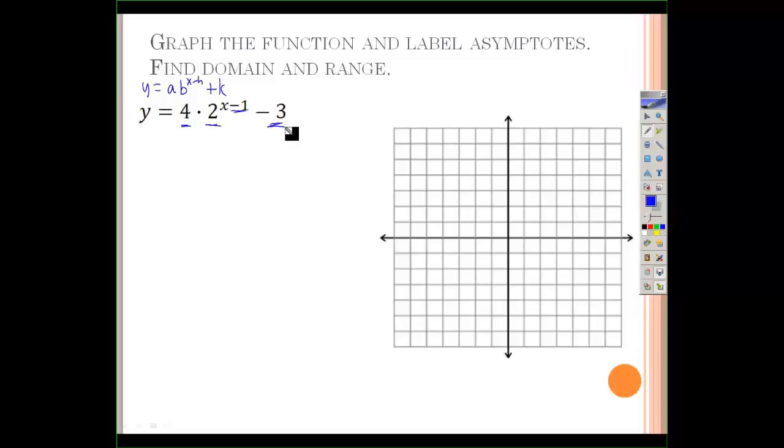What we're going to do is start at the a value, and here's why. The a value is your y-intercept before you get an h and k. Let me show you. If I pretend that there's no -1 h value and no -3 k value, and I wanted to find the y-intercept, here's what would happen. To find the y-intercept, x is 0. I know 2 to the 0 power is 1, and 4 times 1 is still 4.